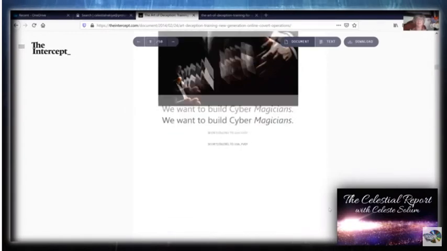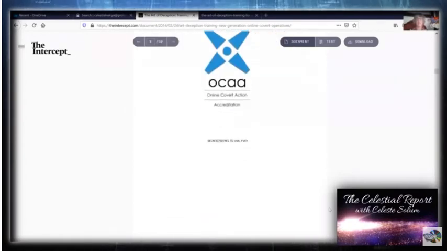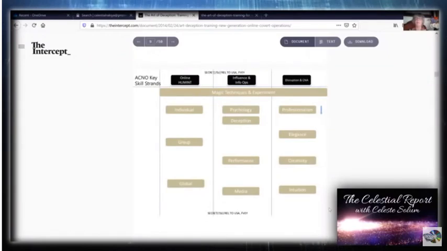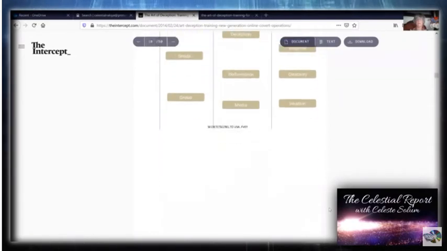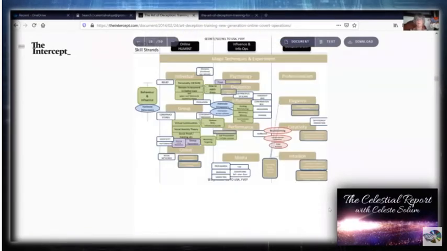This was a secret document. And here's the online covert action. And these are their magic techniques and their experimentations and what they're doing to all of us. We're kind of like the canvas, and they are using the brush and the colors and manipulating us. These are also some of the magic techniques and experiments that they're running.